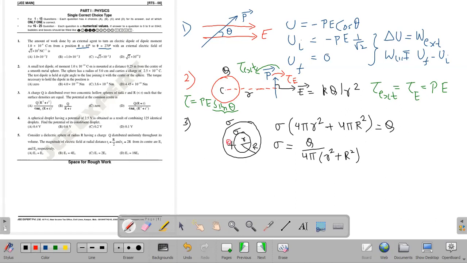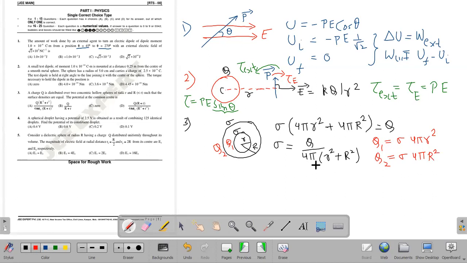If Q1 is charged on the inner one and Q2 is charged on the outer one, we can find the charge on the inner one, Q1, as surface density into the area of the inner sphere. And also we can find the charge on the outer sphere as sigma into 4 pi capital R square. Sorry, it should be capital R, not R2. It should be capital R square.